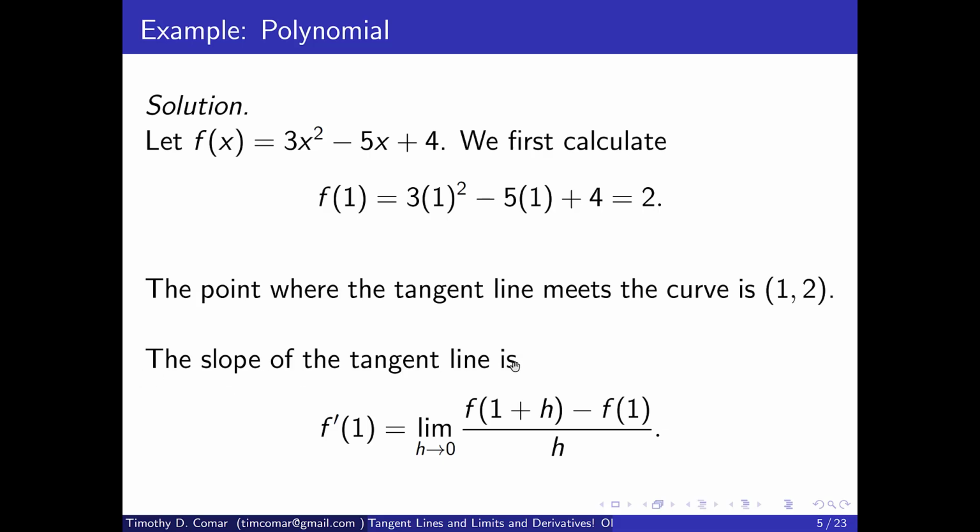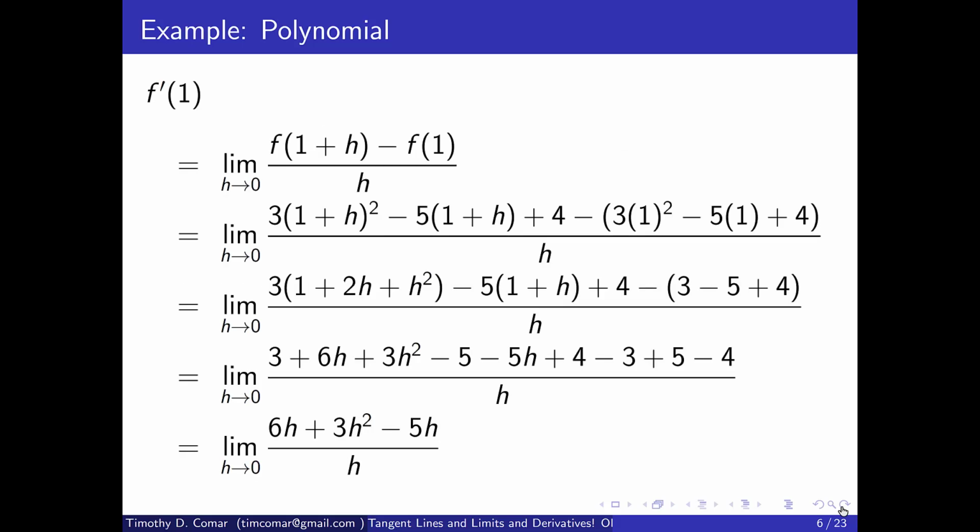So the slope of the tangent line, now using one of our versions of that limit definition of the derivative shown on the first slide, is given right here. So f prime of 1 is the limit as h goes to 0 of f of 1 plus h minus f of 1 divided by h. We now calculate it. First we've just rewritten it over here. And now on this next line, I've substituted the 1 plus h in for x into our function expression. And then I've also substituted 1 into our function expression over here.